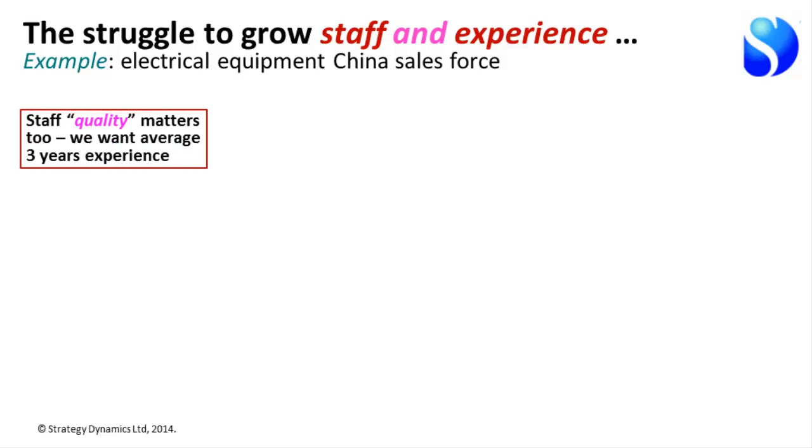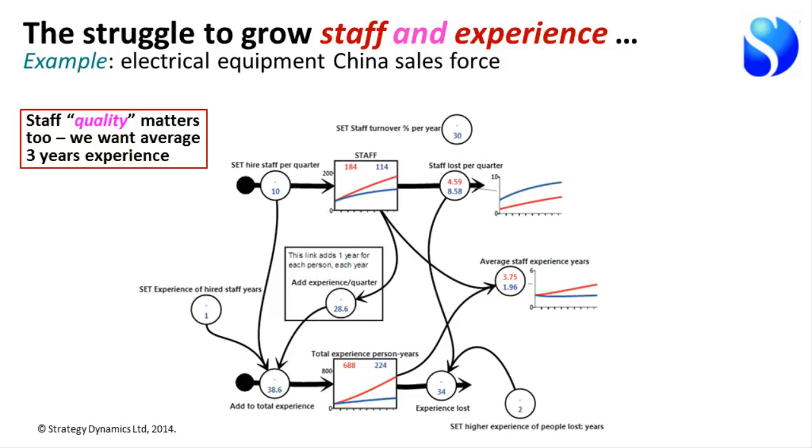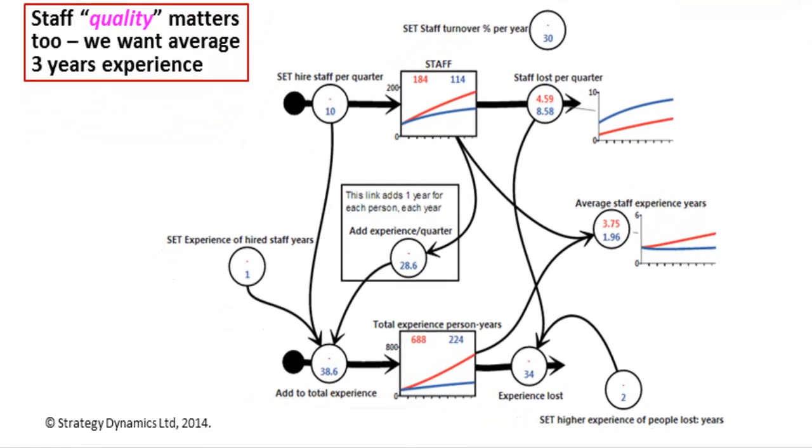It's slightly more serious than just losing people. It's the quality of people that we're worried about as well. Staff quality matters as well as quantity. And what this organization knows is that their salespeople really become effective after about 3 years of experience. So what they want is people with 3 years experience. They don't just want 200 people, they want 200 people with 3 years experience. And the way to think about this picture, think of this as a bathtub. You know, you're going to have a bath, and you would rather that your bath was full than half full.